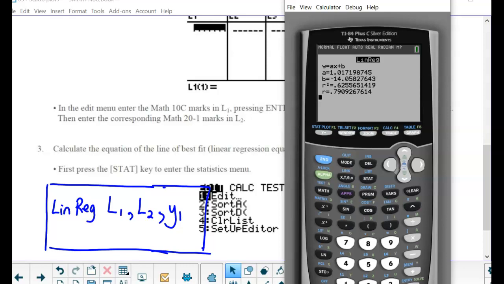All right, to do Y1, you do vars, Y vars. Just let me clear it again. So stat, calc, the regression. To store it, you go vars, cursor to the right to Y vars, enter, enter. And then enter again.